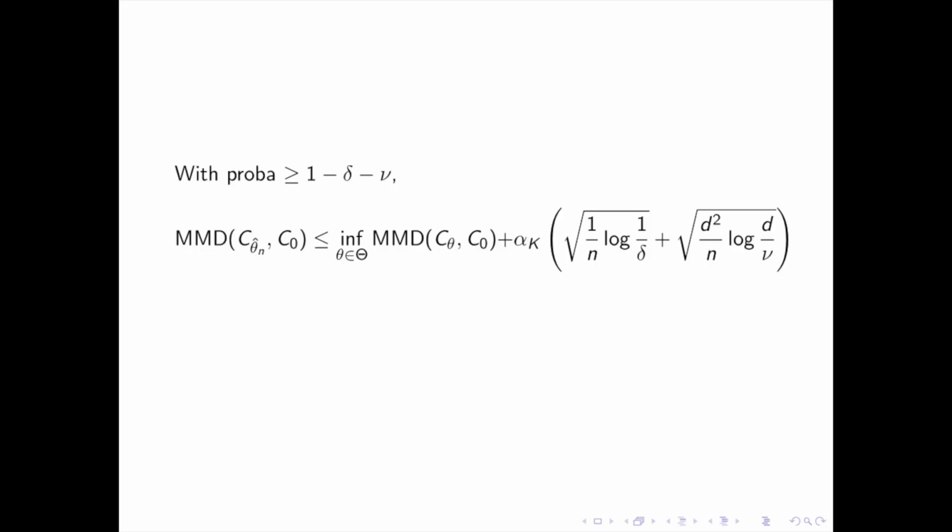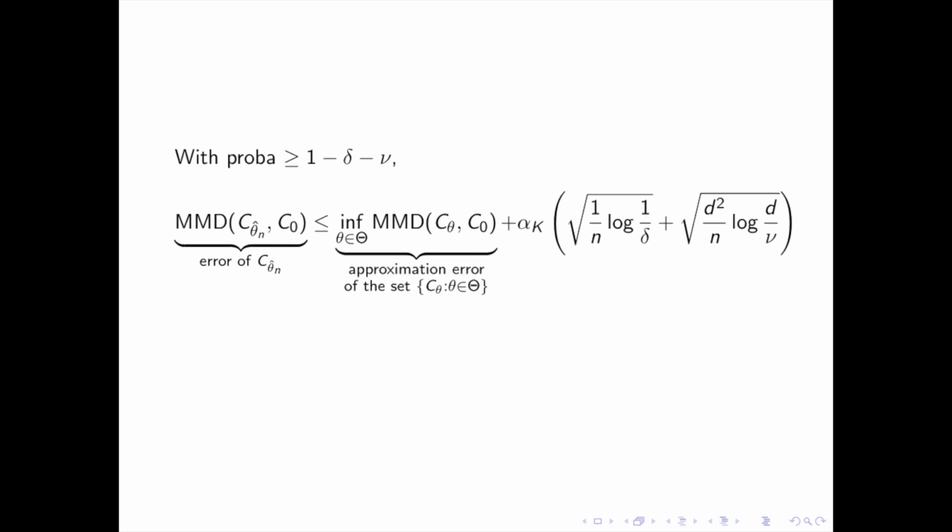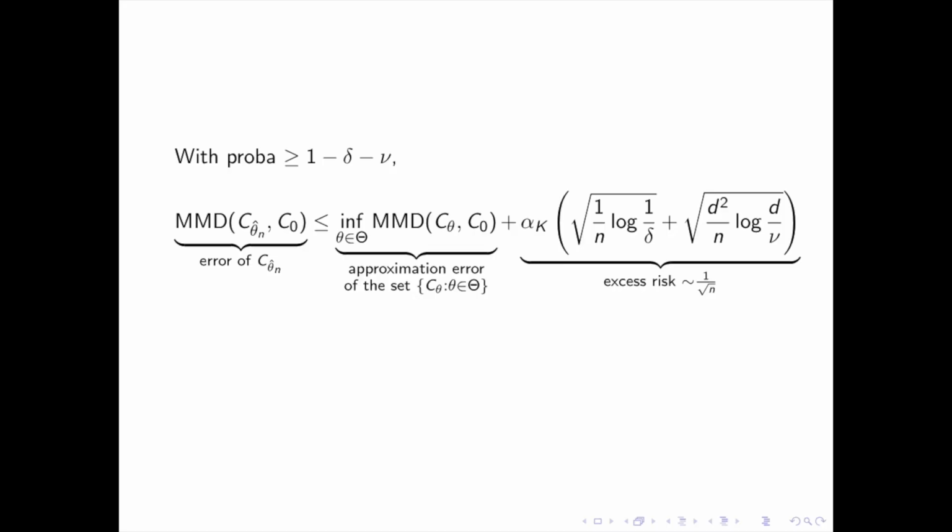So let us examine that PAC bound. The left-hand side is the error of our estimator C theta hat n compared to the true copula C0. It is decomposed between two terms on the right-hand side. The infimum of the MMD distance between C0 and all C thetas. This is the smallest possible error of any copula from the parametric set of the C thetas. And it measures how well this parametric set approximates the copula C0. This is essentially unavoidable. The second term is the excess risk, and it is of the order 1 over square root of n. At this rate, it tends to 0 when n tends to infinity, and the error of the estimator C theta hat n tends to the approximation error.